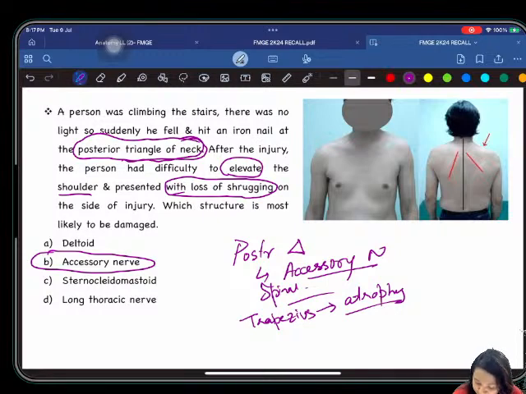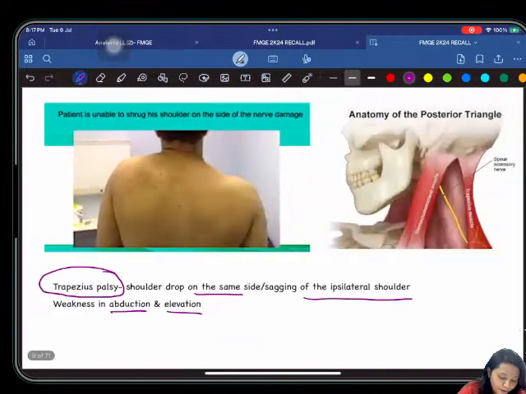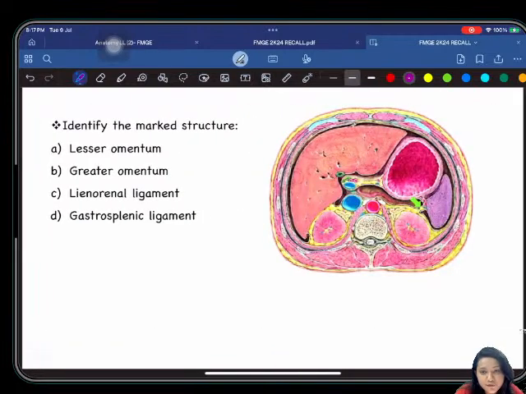Anybody who has attempted this can reply in the chat. Or if the question came differently, you can also reply. If it came in a different way, you can write that in the chat too, if you can recall.